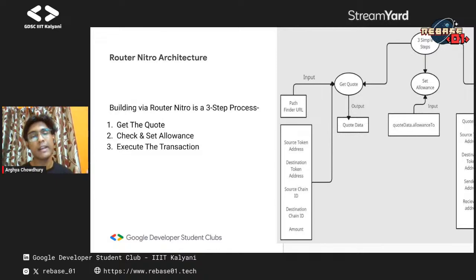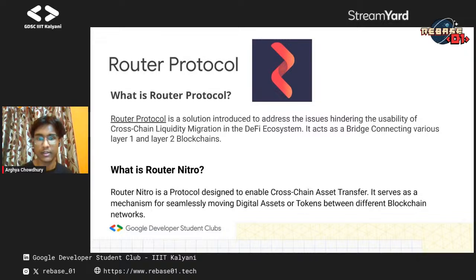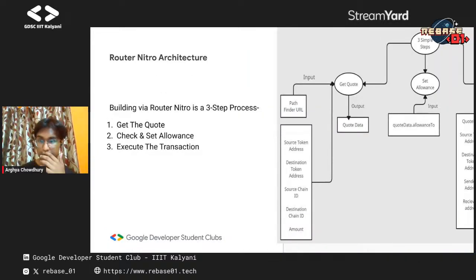Building via Nitro, Router Nitro is a three-step process. There are three steps to it, and I can't exactly show my whole screen here, but sure. So Router Nitro mainly has three features, or you can say three parts, of how the whole process exactly works.